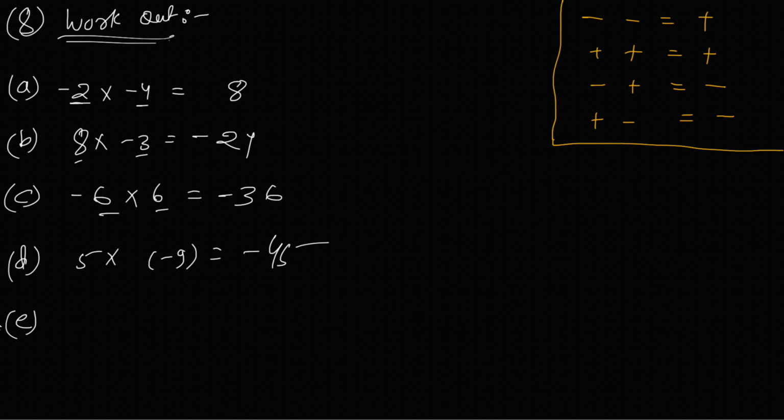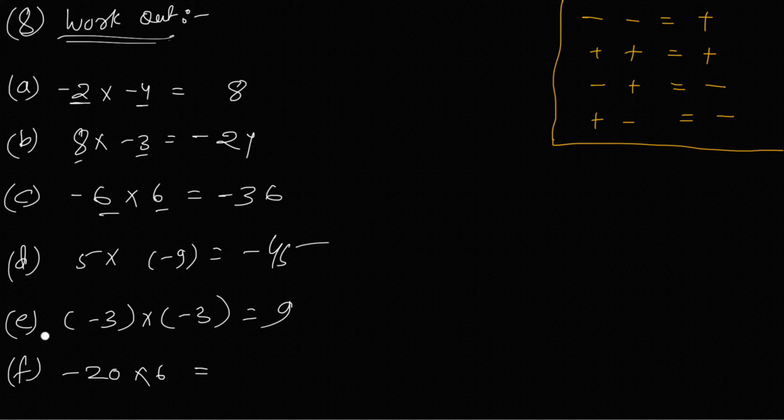Now question number E, minus 3 times minus 3. 3 times 3 is 9. Now see, negative negative will give you positive. Okay, so we don't need to write the sign. Now question number F. Question number F is minus 20 times 6. Okay, so 20 times 6 is 120. Now see negative and positive. So negative positive will give you negative, just put the negative sign.